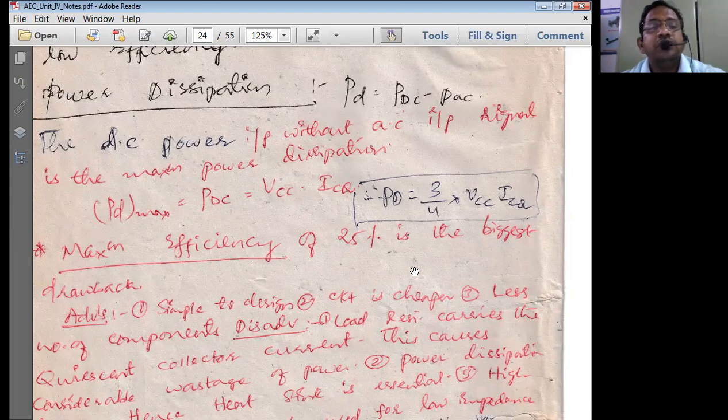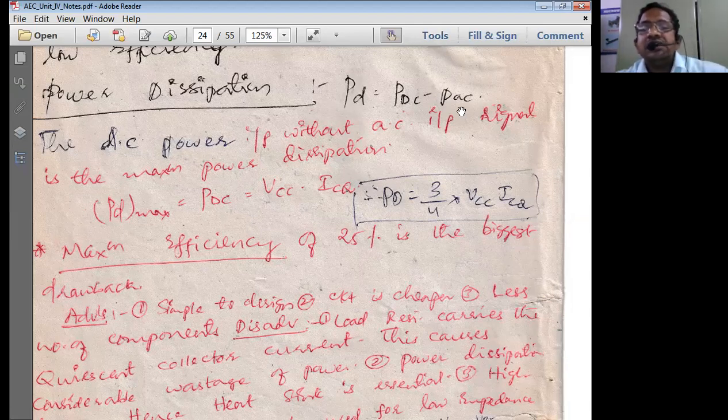Now, let us look into the power dissipation. What is power dissipation? The amount of power lost in the circuit is called power dissipation. It is input power minus output power. We are given some input power, we got some output power, and the difference between these two is known as the power dissipation. Therefore, the DC power input without AC input signal is the maximum power dissipation.